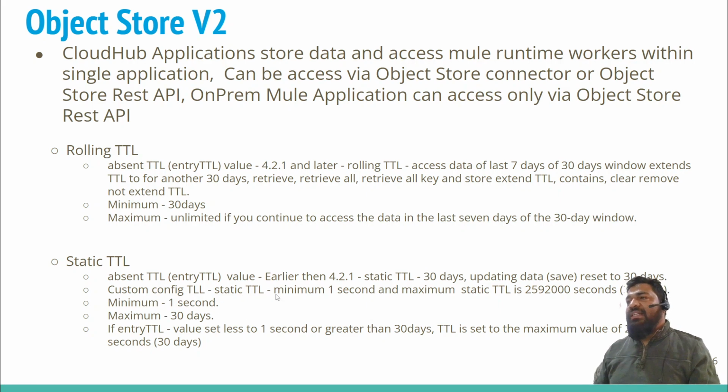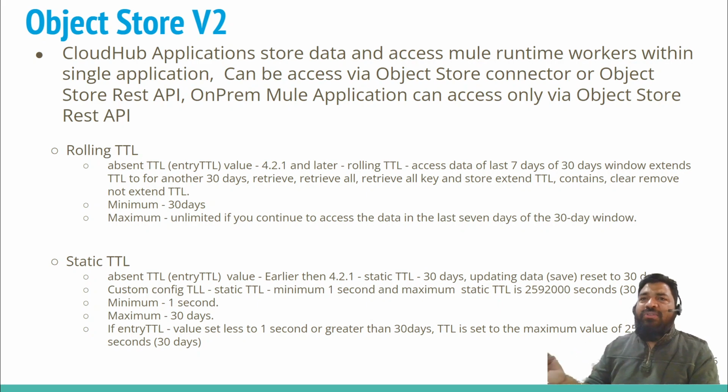So the custom config TTL is static, with a minimum of 1 second and a maximum of 30 days. If you choose a value less than 1 second or greater than 30 days, then by default 30 days is applied. So we can see that in both rolling TTL and static TTL, there is a time boundary of 30 days.